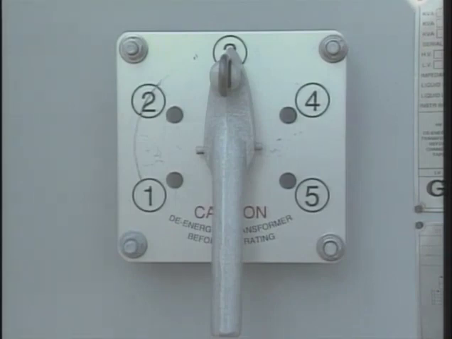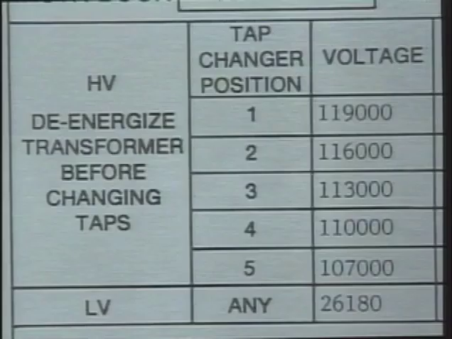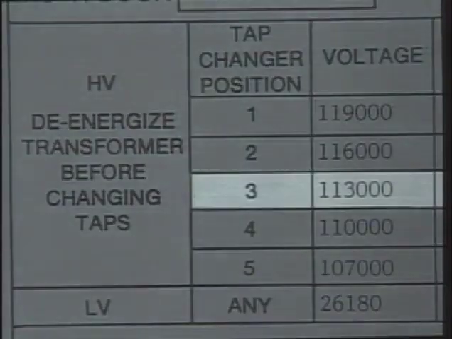Generally, the turns ratio test is made with the no-load tap changer at its given position. Turns ratio is not checked for other tap positions. For this transformer, the high voltage winding rating at tap 3 is 113,000 volts. This is the high voltage figure that's used in the turns ratio formula.